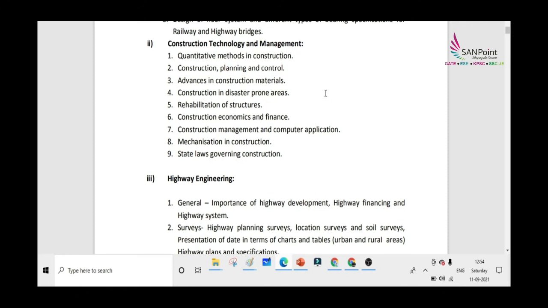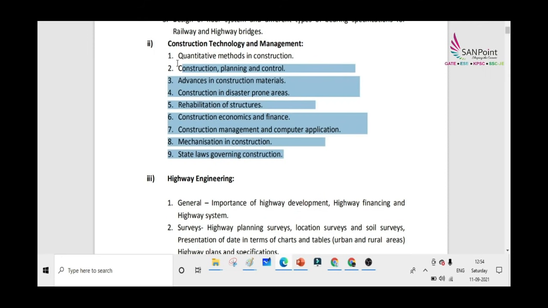Because in this, your fluid mechanics, geotech, building materials, estimation, all that is not there. So next is your CTM, construction technology and management. So this subject is a little different. You might have studied all this, like quantitative methods in surveying, in building construction, like all your networks, CPM part, you learned. But all these other topics, you may not have learned at all.